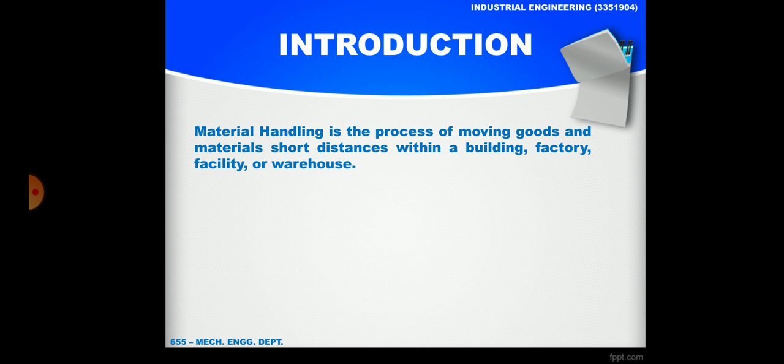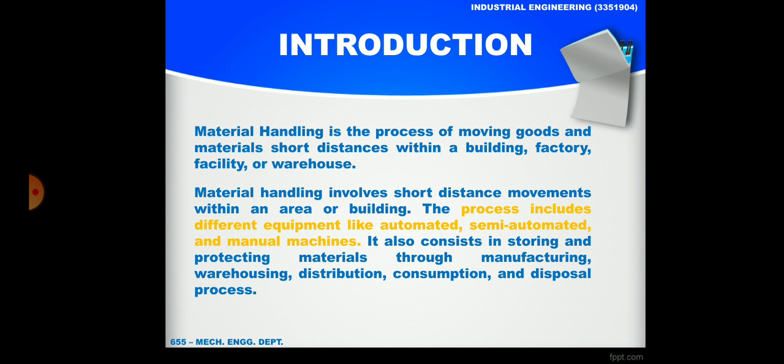Starting with the introduction, material handling is the process of moving goods and materials within a short distance, within a building, factory, facility, or warehouse. So, transporting of materials and goods to an area where it is required is known as material handling. Material handling involves short distance movement within an area or building. The process can be done with automated, semi-automated, or manual machines.